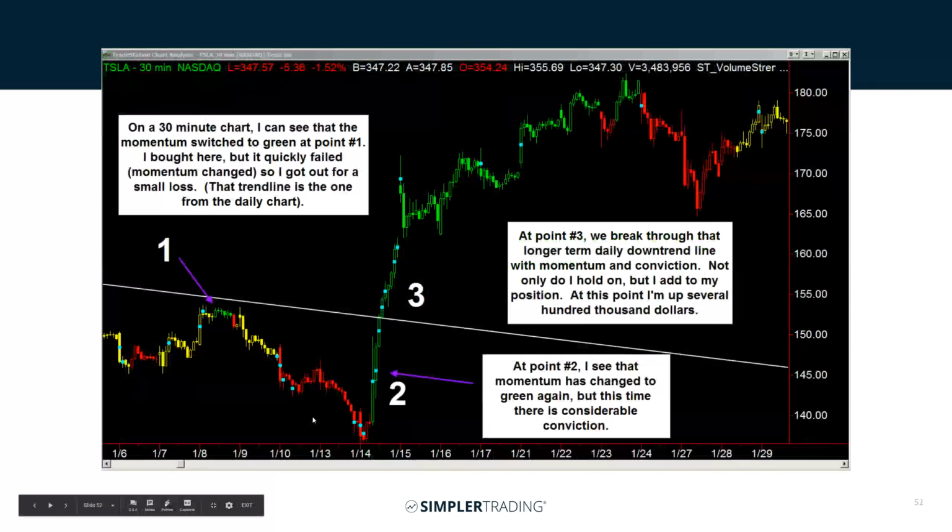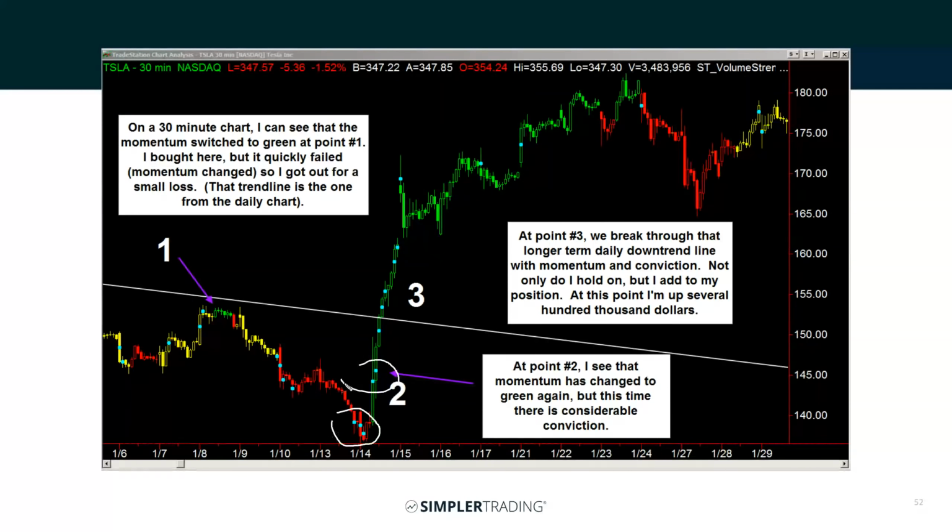This is a 30-minute chart of Tesla. That's what I was looking at. So we're sitting there and I'm watching this, and I knew on a daily chart this was the downtrend, and I remember watching this like, man, this thing's gonna die, and all of a sudden some news comes out, okay? So I didn't even get into this trade until point number 3.